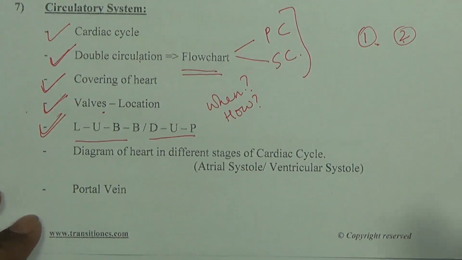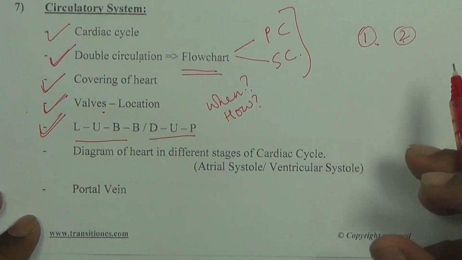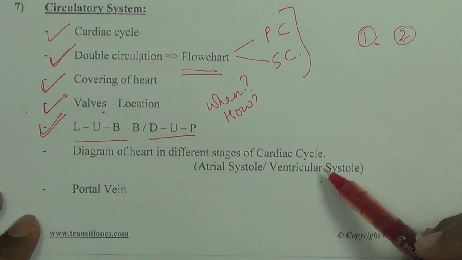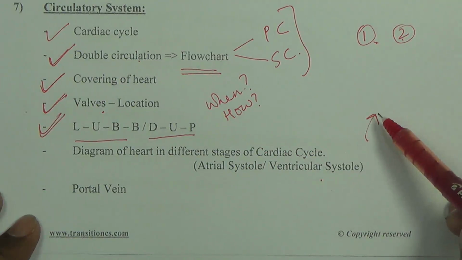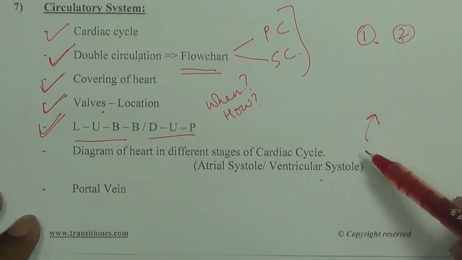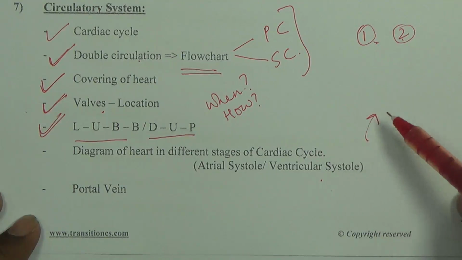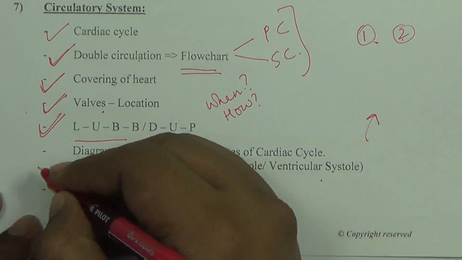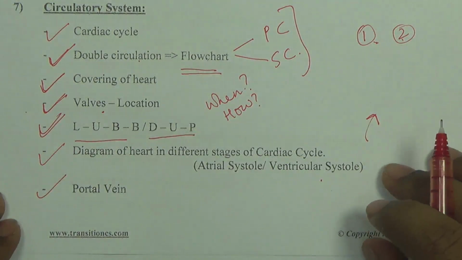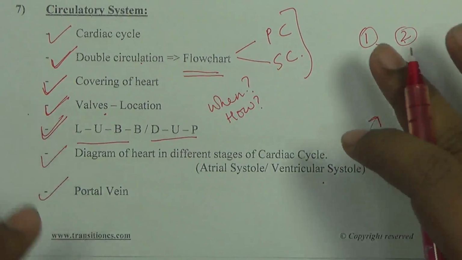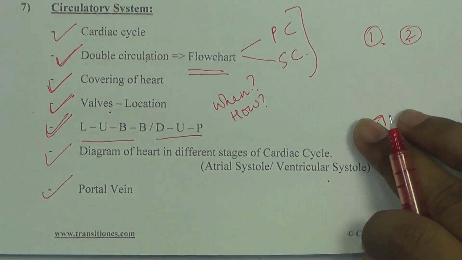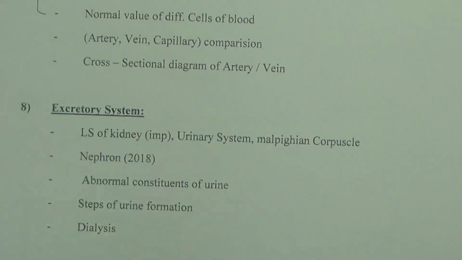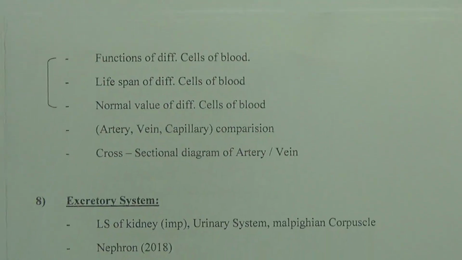Next is diagram of the heart in the different stages of the cell cycle. They might give you a heart in which the heart is showing either atrial systole or ventricular systole. You have to see where the direction of the blood is. You have to judge which state the heart is in the cell cycle, and you have to answer few questions. Next, they might give you just a simple 1 or 2 mark question on what do you mean by a portal vein. So we know portal vein is different from a normal vein, so it's there in the book. Please look into that.